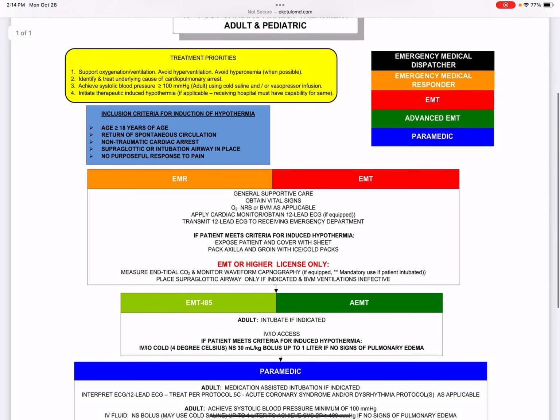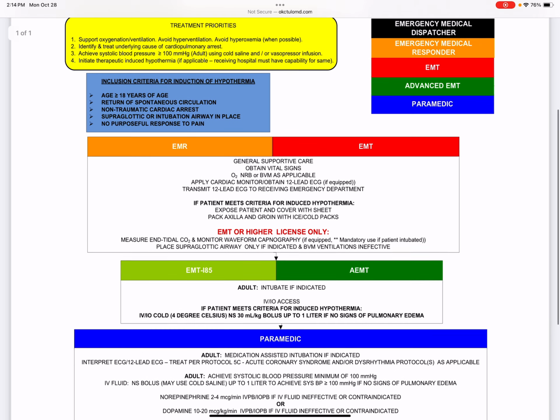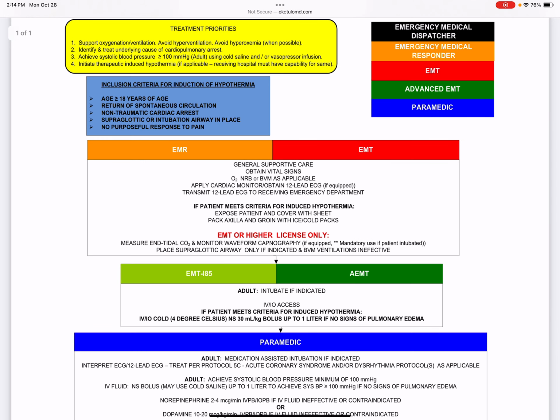So you look right here in the yellow box, your treatment priorities. Number 1, support oxygenation and ventilation, avoid hyperventilation, avoid hyperoxemia when possible. Number 2, identify and treat underlying causes of cardiopulmonary arrest. Number 3, achieve a systolic blood pressure of greater than 100 using cold saline or vasopressor infusion. Number 4, initiate therapeutic-induced hypothermia if applicable, and the receiving hospital must have capability for the same treatment.